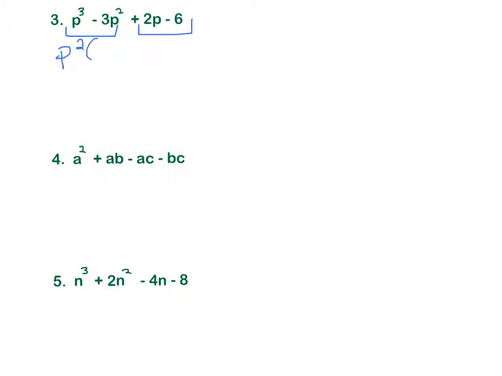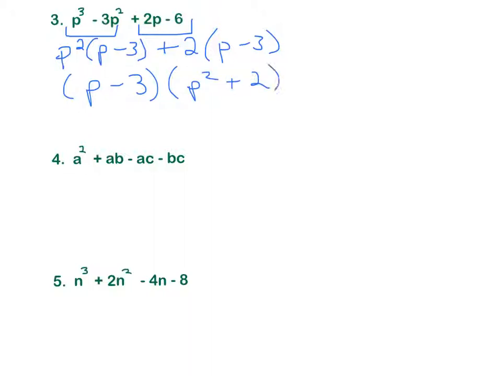So here I can take out a p squared, and I have p minus 3 left over. Here I can take out a 2, and I have p minus 3. So now I have the p minus 3 in common, so I'm going to factor that out, and I get p minus 3, and then p squared plus 2. This is considered completely factored. Some of you may look at this and say, well, I have a p squared here, but I don't have my minus, and this is not a perfect square, so I'm not going to be able to keep factoring this. Can I check this? Sure.